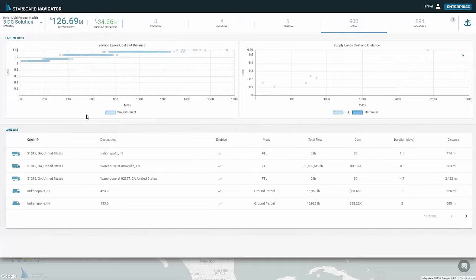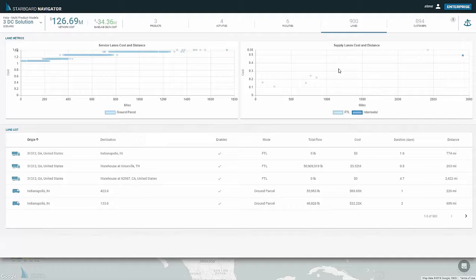So here we go and look at our delivery lanes. Everything is delivered in this model by ground parcel, and you can see the distance versus the cost. Now it's ground parcel, so everything fits into zones. This is zone 2, zone 3, zone 4, 5, and 6. So that's why you see it flat across there.